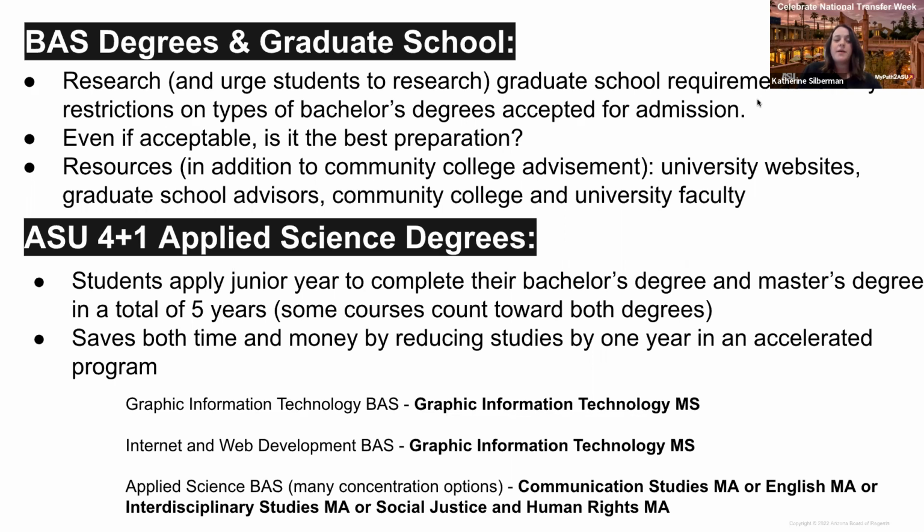So it's a 4+1, meaning basically 2 with you at the community college, 2 here at ASU, and then 1 for graduate school instead of the typical 2 years. So students apply in their junior year here at ASU to complete their bachelor's degree and master's degree in a total of 5 years. So some of the courses that they take when they're seniors here count towards both of their degrees, their bachelor's and their master's degree.